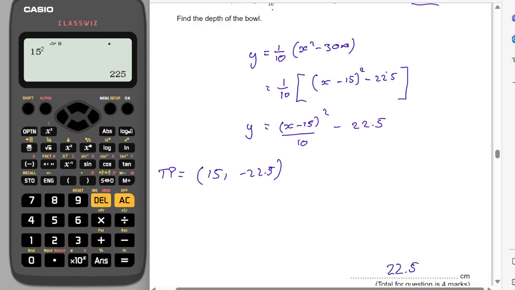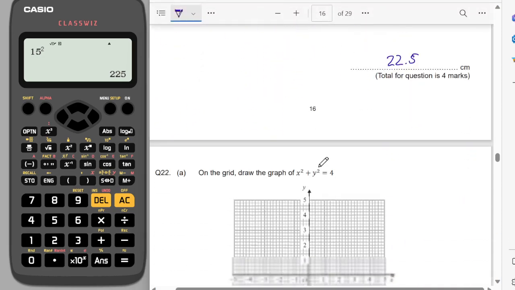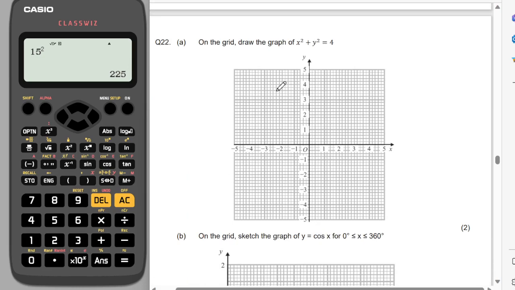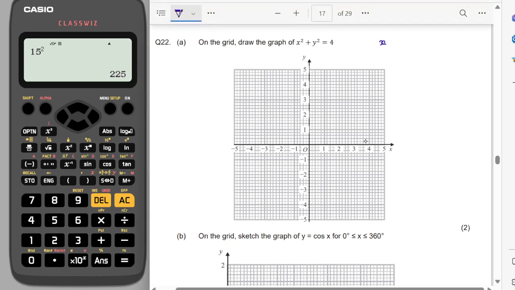Again, nice question. And question 22, on the grid, draw the graph of x squared plus y squared is equal to 4. So the equation of a circle with centre 0 is x squared plus y squared equals r squared. So the radius of this circle is going to be equal to 2, and the centre of the circle is going to be at (0, 0).